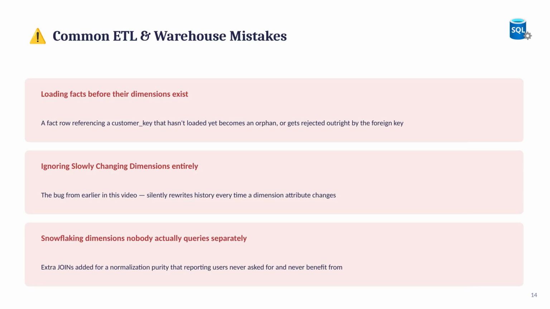A fourth, quieter mistake worth naming too: forgetting to handle late arriving facts, a sale that gets recorded in the source system a few days after it actually happened, which can silently land in the wrong reporting period if the ETL process isn't specifically designed to catch it.